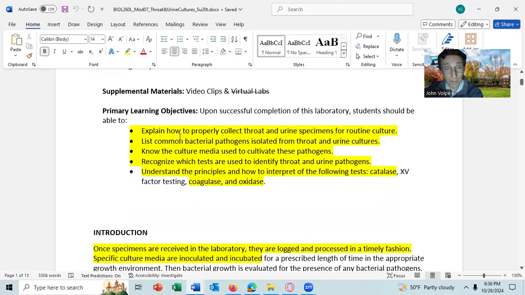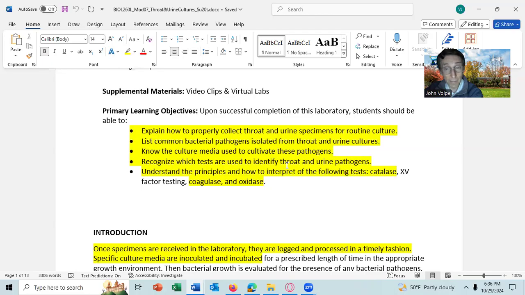The learning objectives: first, be able to explain how to properly collect throat and urine specimens for routine culture. Two, list common bacterial pathogens isolated from the throat and from urine cultures. Three, know the culture media used to cultivate these pathogens. Four, recognize which tests are used to identify throat and urine pathogens. And then understand the principles of these tests and how to interpret them.